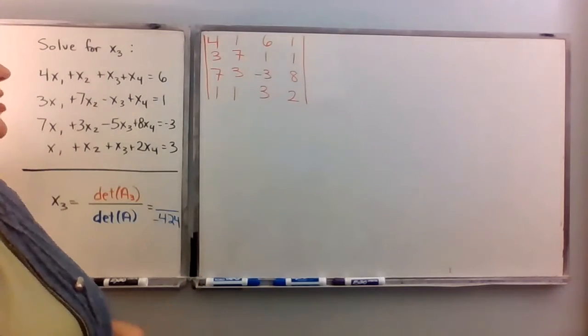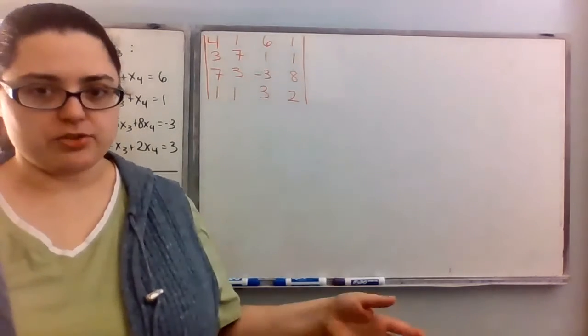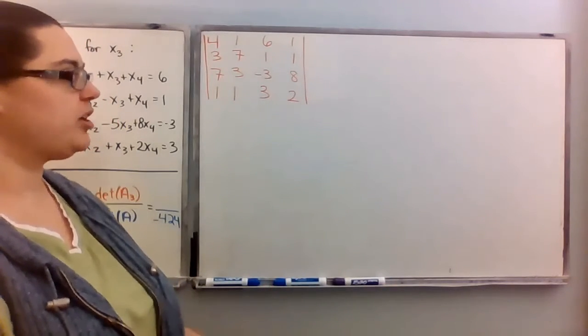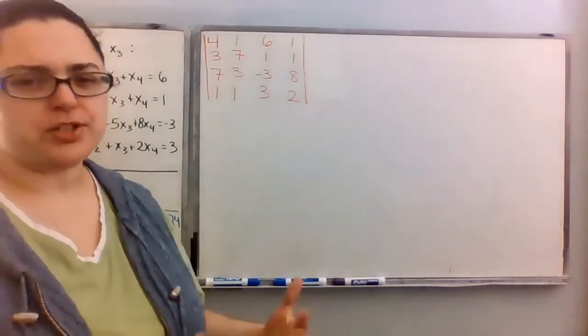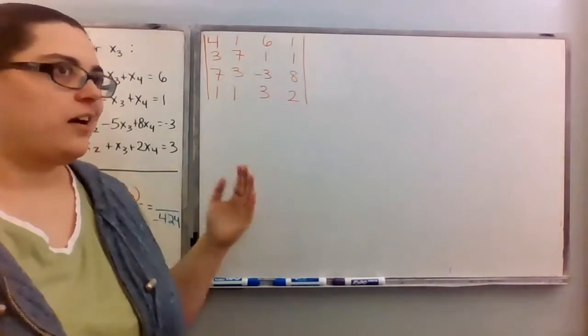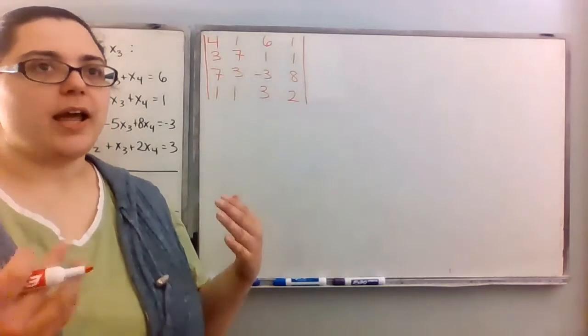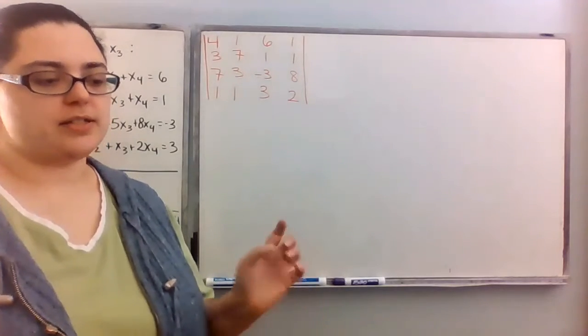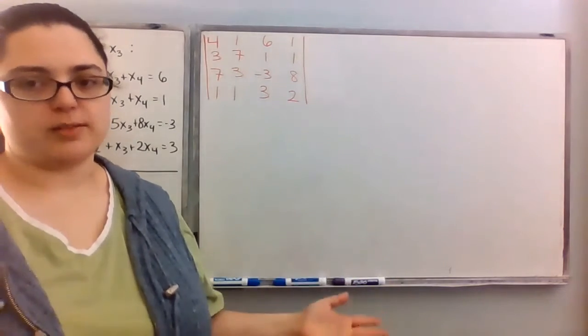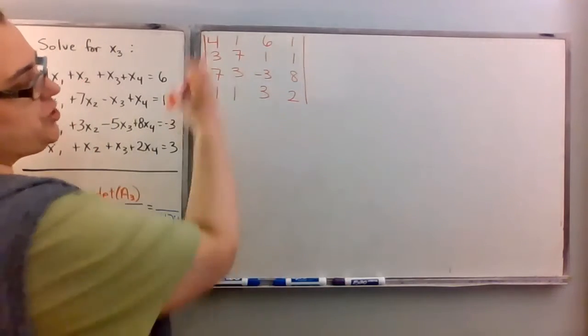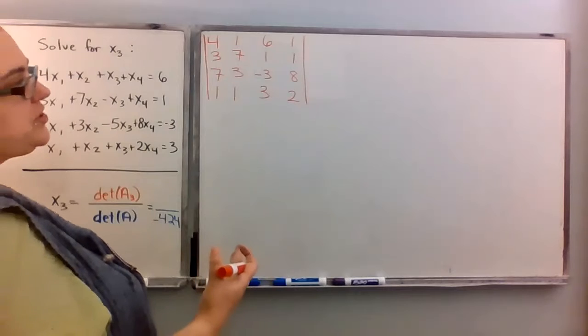So to find the determinant of this matrix, I'm going to start out similarly in that I'm going to be using row reduction or row operations, but my goal is not going to be to get a triangular matrix. My goal in this case is to get a row or column that has zeros everywhere except for one spot. So if I look at this matrix, I actually have a lot of options.